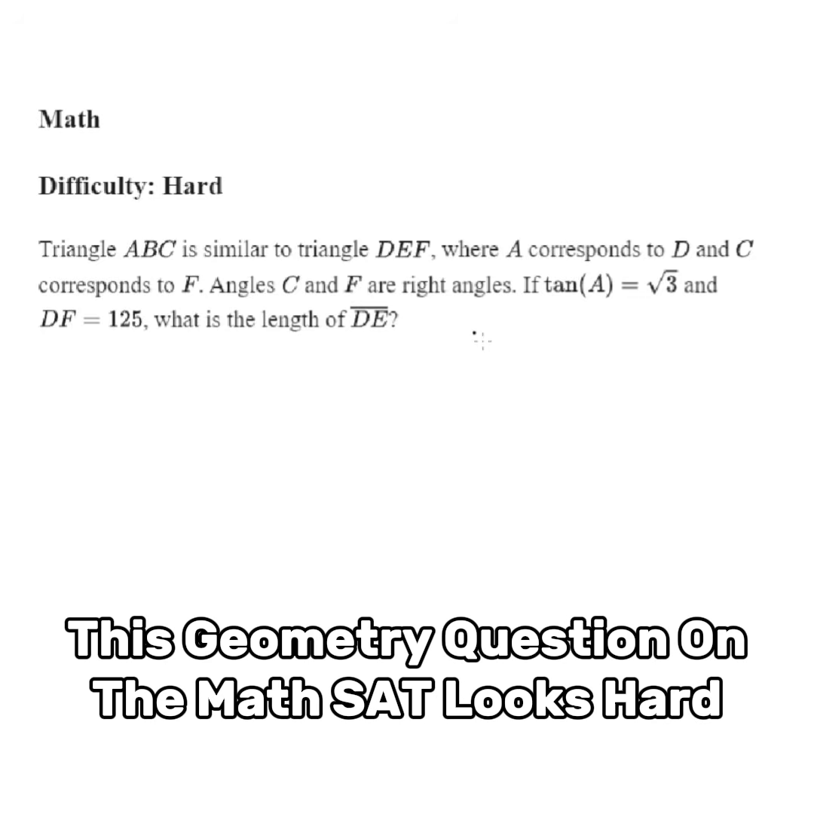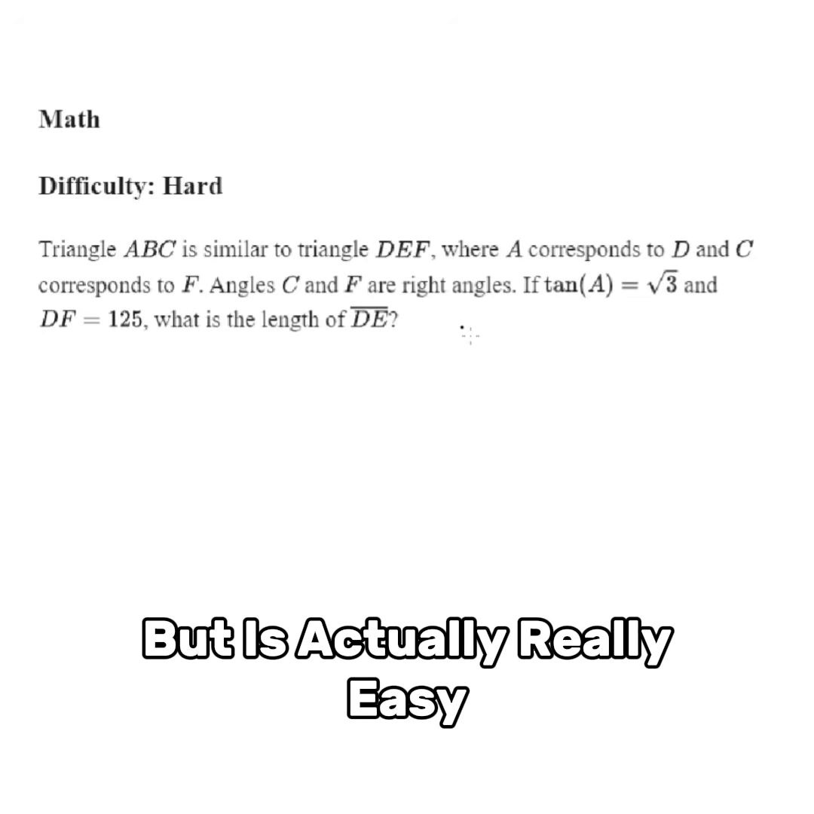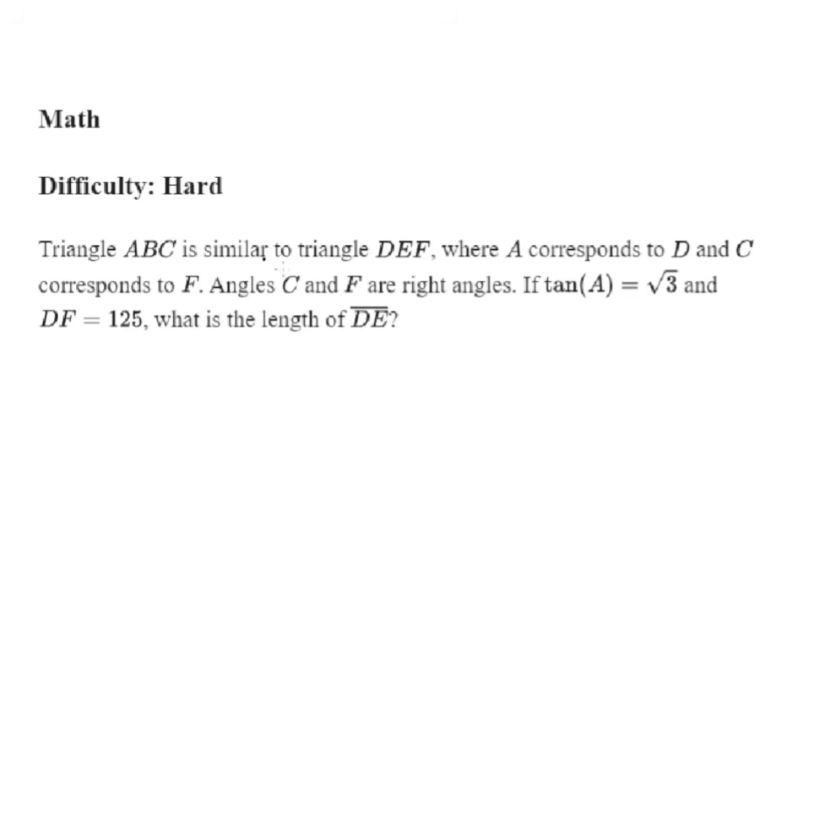This geometry question on the Math SAT looks hard, but is actually really easy. Triangle ABC is similar to triangle DEF, where A corresponds to D and C corresponds to F. Angles C and F are right angles. If tangent of A equals square root 3 and DF equals 125, what is the length of DE?